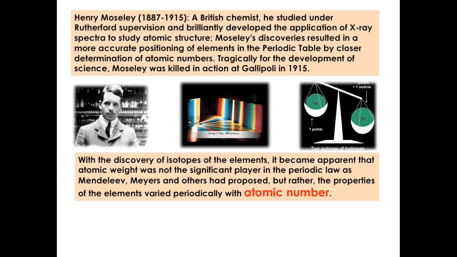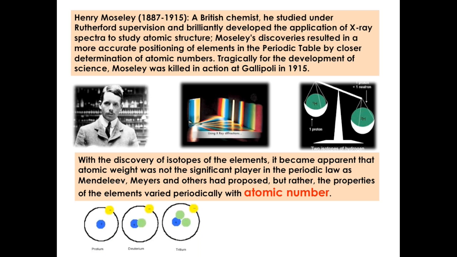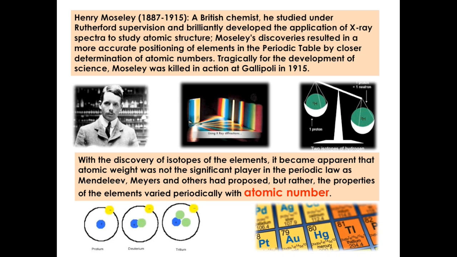With the discovery of isotopes of the elements, it became apparent that atomic weight was not the significant player in the periodic law, as Mendeleev, Meyer, and others had proposed, but rather the properties of the elements vary periodically with atomic number. And this was called the modern periodic table, the one that we use today.